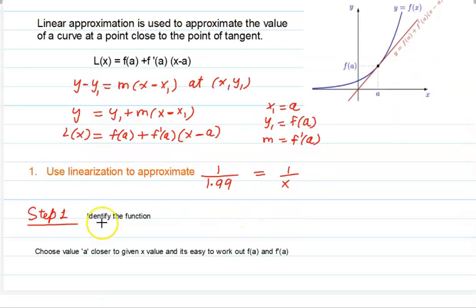So for the first step, we identify the function. Here the function is of the form f of x equals 1 over x. Then we identify a value a which is closer to the given x value, and in such a way that it's easy to work out f of a and f prime a. Here we see that 1.99 is closer to the whole number 2. It's best to choose a as 2.